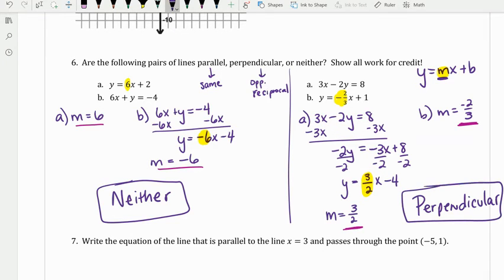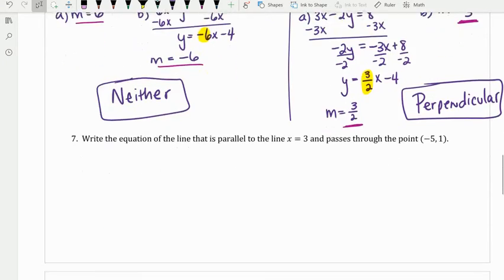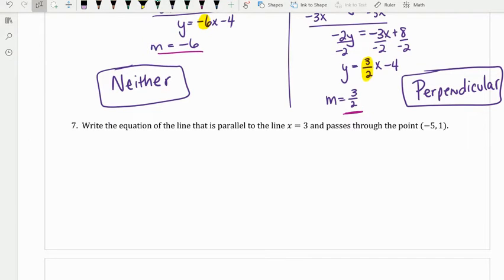Okay. Make sure you solve for y. You've got to get it in slope-intercept form in order to see what the slope is. All right, number 7. We had a lot of trouble on this one. Couple key words in here. We want an equation of a line. We want it to be parallel to this line, and we need it to pass through the point -5, 1, right?